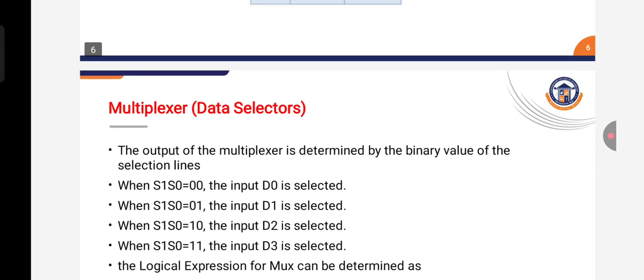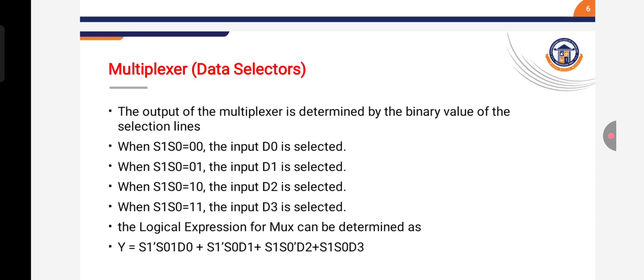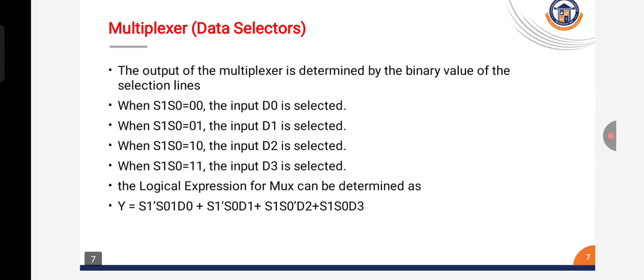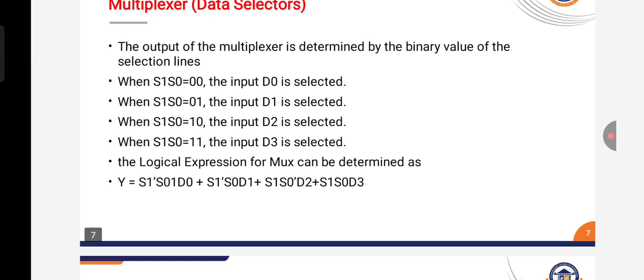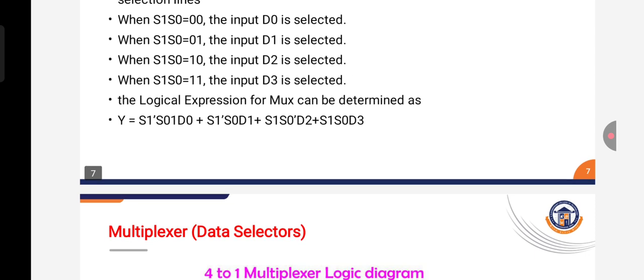So the output of the multiplexer is determined by the binary value of the selection lines. When S1, S0 is 00, the input D0 is selected. When S1, S0 is 01, the input D1 is selected. When S1, S0 is 10, the input D2 is selected. When S1, S0 is 11, the input D3 is selected.